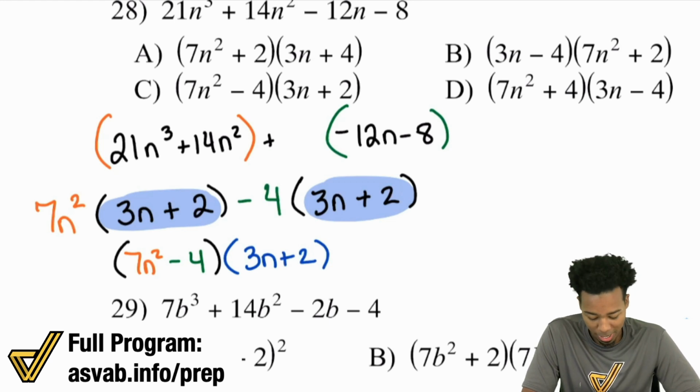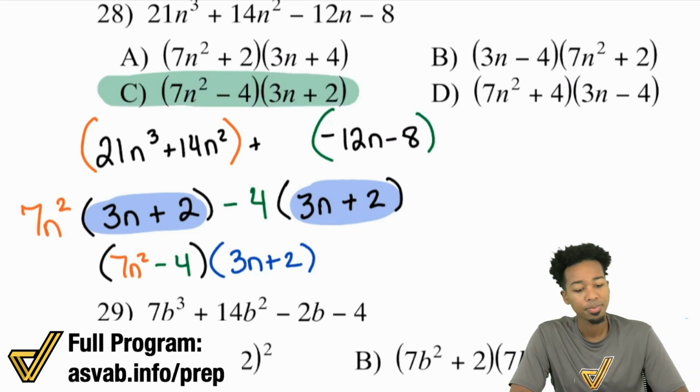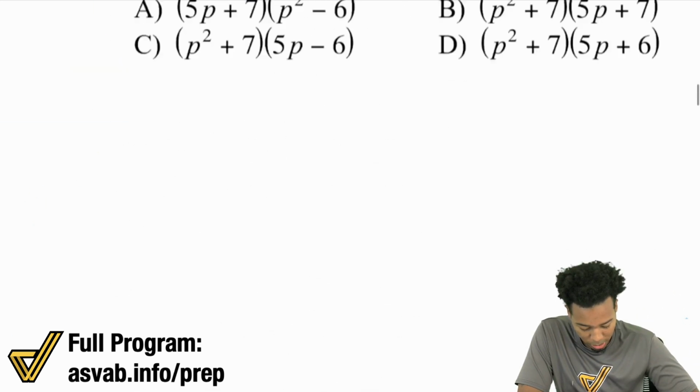So I'm going to take care of one more problem first here and just highlight this correct answer. The correct answer here will be 7n squared minus 4, 3n plus 2, right there. It's C. So let's go ahead and go through a ridiculous one, my math party people.